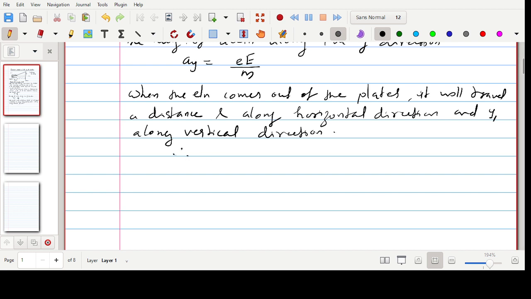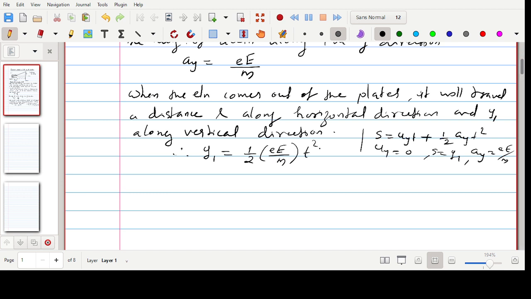Therefore, the displacement y1, we have the expression S is equal to uy t plus half ay t square. So displacement is y1, initial velocity along y direction is 0. Then S is equal to y1. ay is eE by m. So the first term becomes 0, half, what is ay? eE by m into t square.